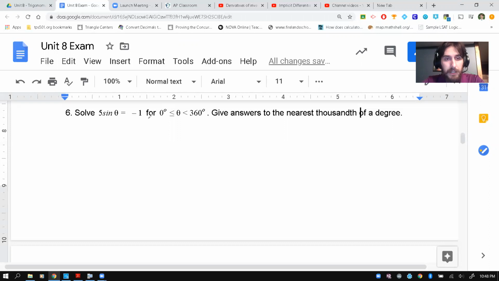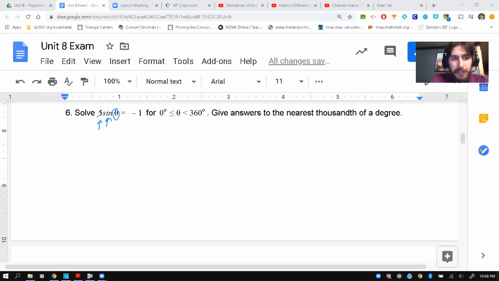Okay, first question that we're going to go over, picking up from where we left off in the last video, is number 6. Solve 5 sine theta is equal to -1, where your answer has to be between 0 degrees and 360 degrees. In order to do this, we want to solve for theta, which means I want to get theta by itself. To get theta by itself, it's going to be 2 steps. I need to get rid of the sine, and I need to get rid of the 5.